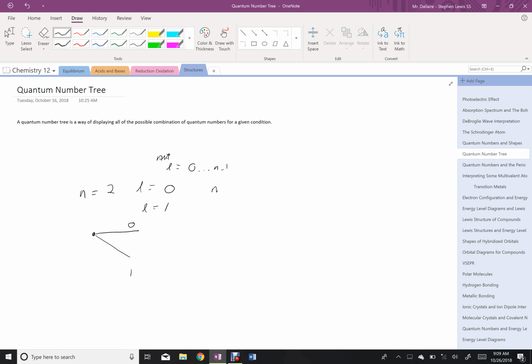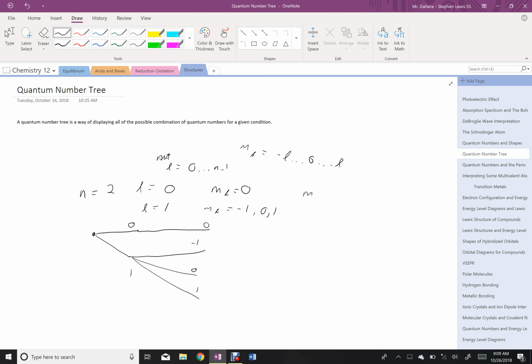And then I do the same thing for orientation. For the ML, for L equals 0, the only orientation I have is 0. Remember, my restriction for ML is that it goes from negative L through 0 to positive L. So if I only have one possible value here, I would just go straight on to my ML equals 0 case. On the other hand, for L equals 1, my ML value could take on three values, negative 1, 0, and 1. So then I break off into three branches here, negative 1, 0, and 1.